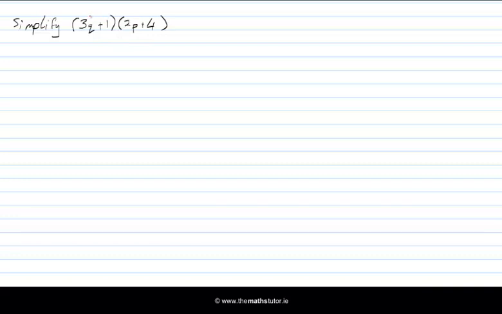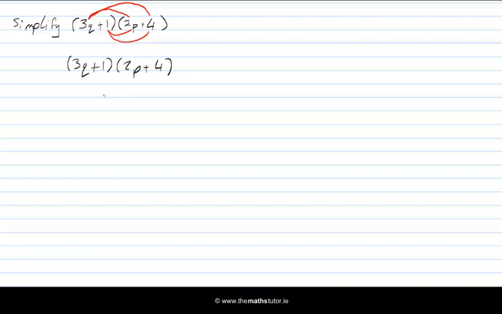So in this case, you would multiply the 3q by the 2p, 3q by the 4, the 1 by the 2p, and the 1 by the 4. Let me just try and show you how that works. So let me just write this out again. We have the 3q plus 1 and the 2p plus 4.